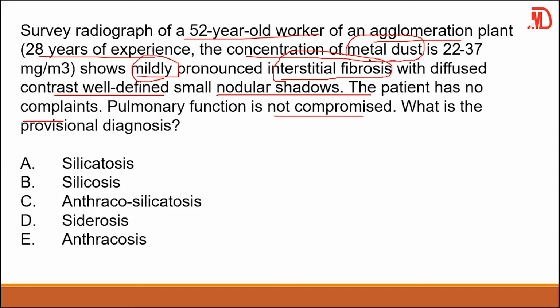So here you think of what? Metal dust. So metal dust, what comes to mind? What about pneumoconiosis? Siderosis, exactly. So metal dust, iron, comes to mind. So we are thinking of siderosis, and sometimes we also call it Welder's disease. Again, pulmonary function is not compromised because this condition is mild. All right, so over here, your answer should be D, siderosis.